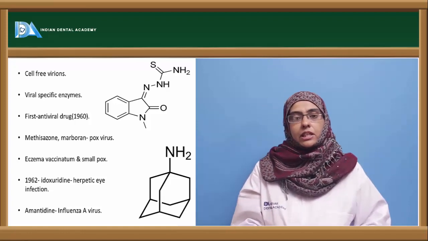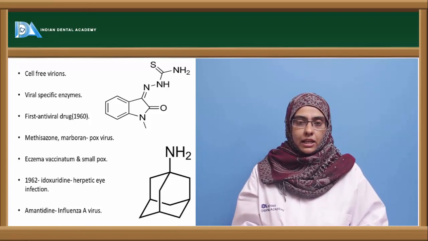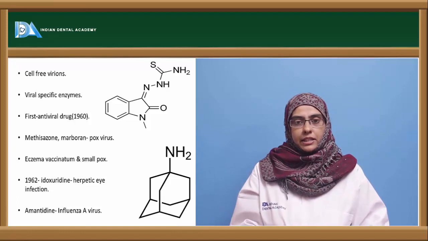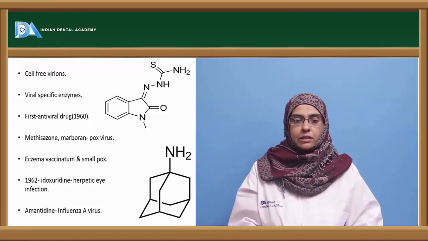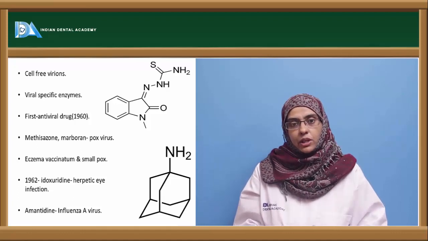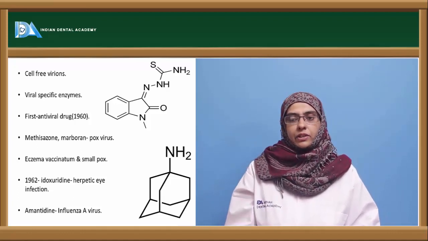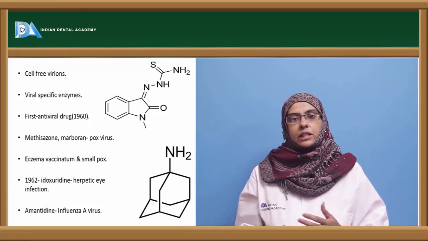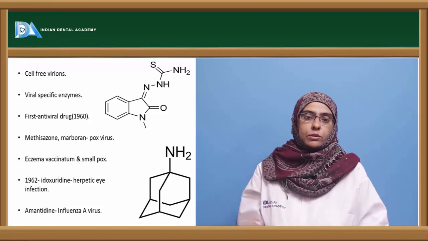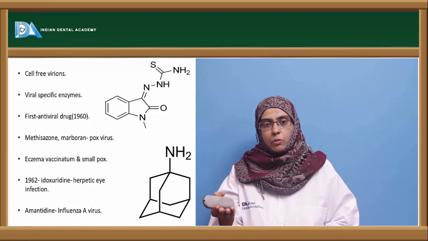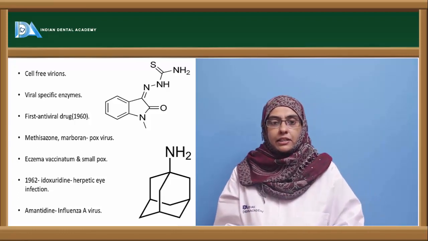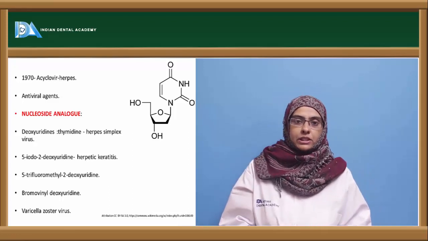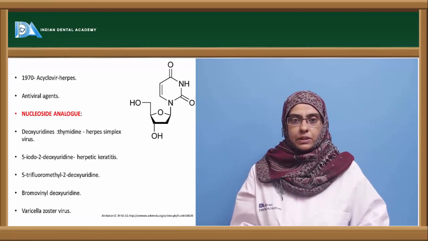The first antiviral drug that was produced was in 1960, called methisazone, which was produced against the pox virus, and also against eczema vaccinatum and smallpox. In 1962, the next important drug that came forward to be effective against herpetic infection was idoxuridine. Later on, many broad-spectrum antibiotics were discovered, which were thought to be effective against viral infection. A new molecule was developed recently, called amantadine, which is effective against the influenza A virus. And in 1970, acyclovir compounds were found to be effective against herpes infections.